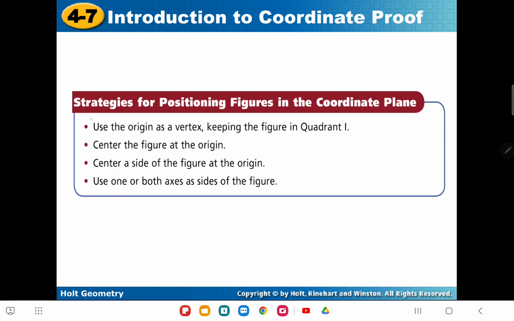One strategy, you can use the origin as a vertex and keep the figure entirely in quadrant 1. Keep in mind that you are dealing with lengths and angle measures here, so because it's plane geometry, those values should always be positive. You can center the figure at the origin. That can be especially helpful if you're working with midpoints of figures. You can center a side of the figure at the origin. You can use one or both axes as sides of the figure. If you're using both axes, remember those do make right angles with each other, so you want to be sure that the figure does have a right angle.